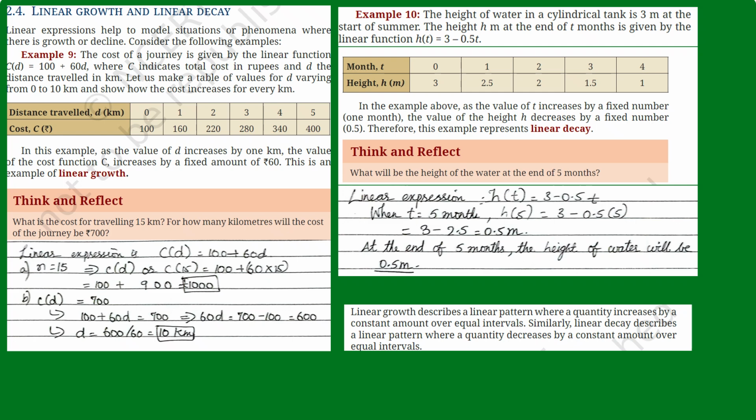So, the definition goes as: linear growth describes a linear pattern where a quantity increases by a constant amount over equal intervals. Similarly, linear decay describes a linear pattern where a quantity decreases by a constant amount over equal intervals. We should be keen about the keywords being used: linear growth, linear pattern, increases or decreases, constant amount, equal intervals. These represent a linear relationship.